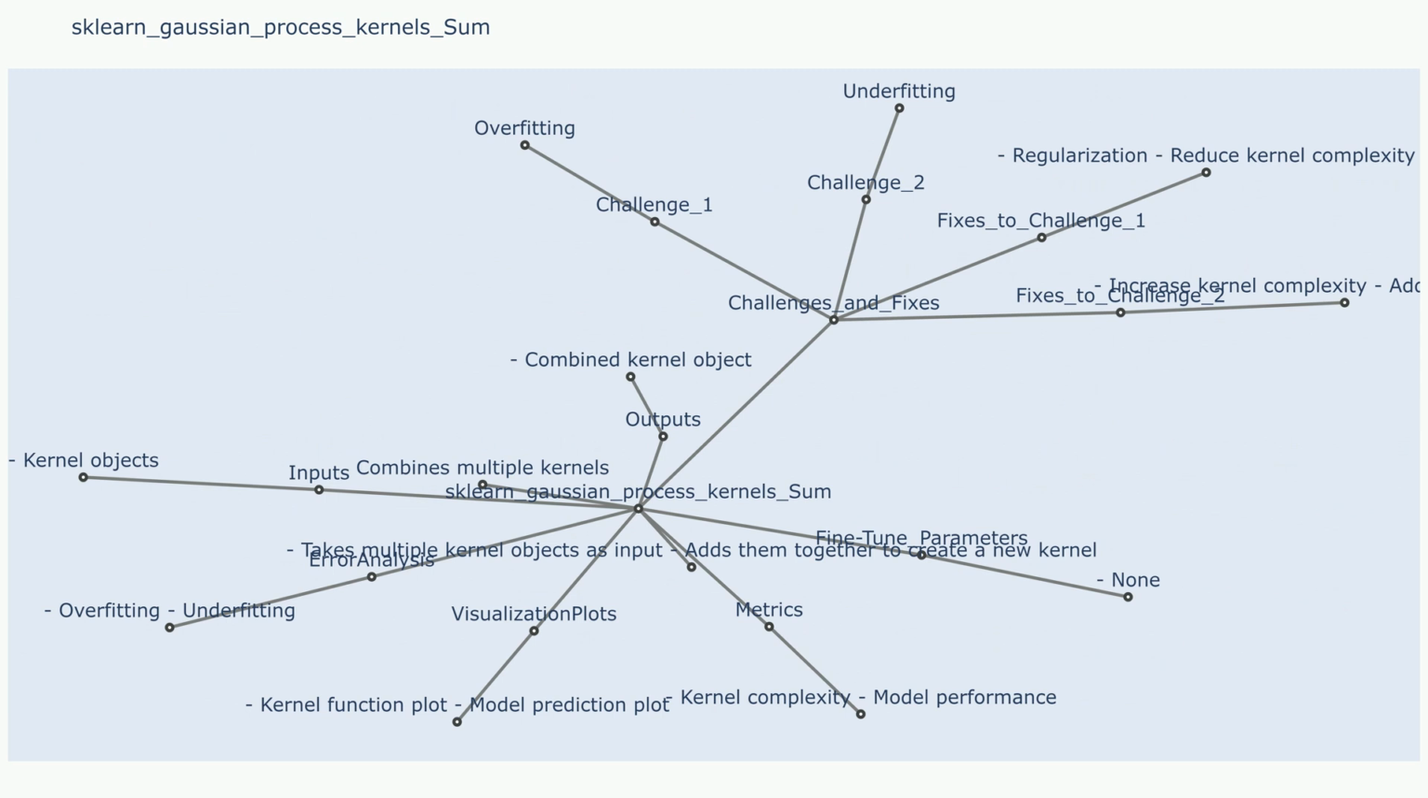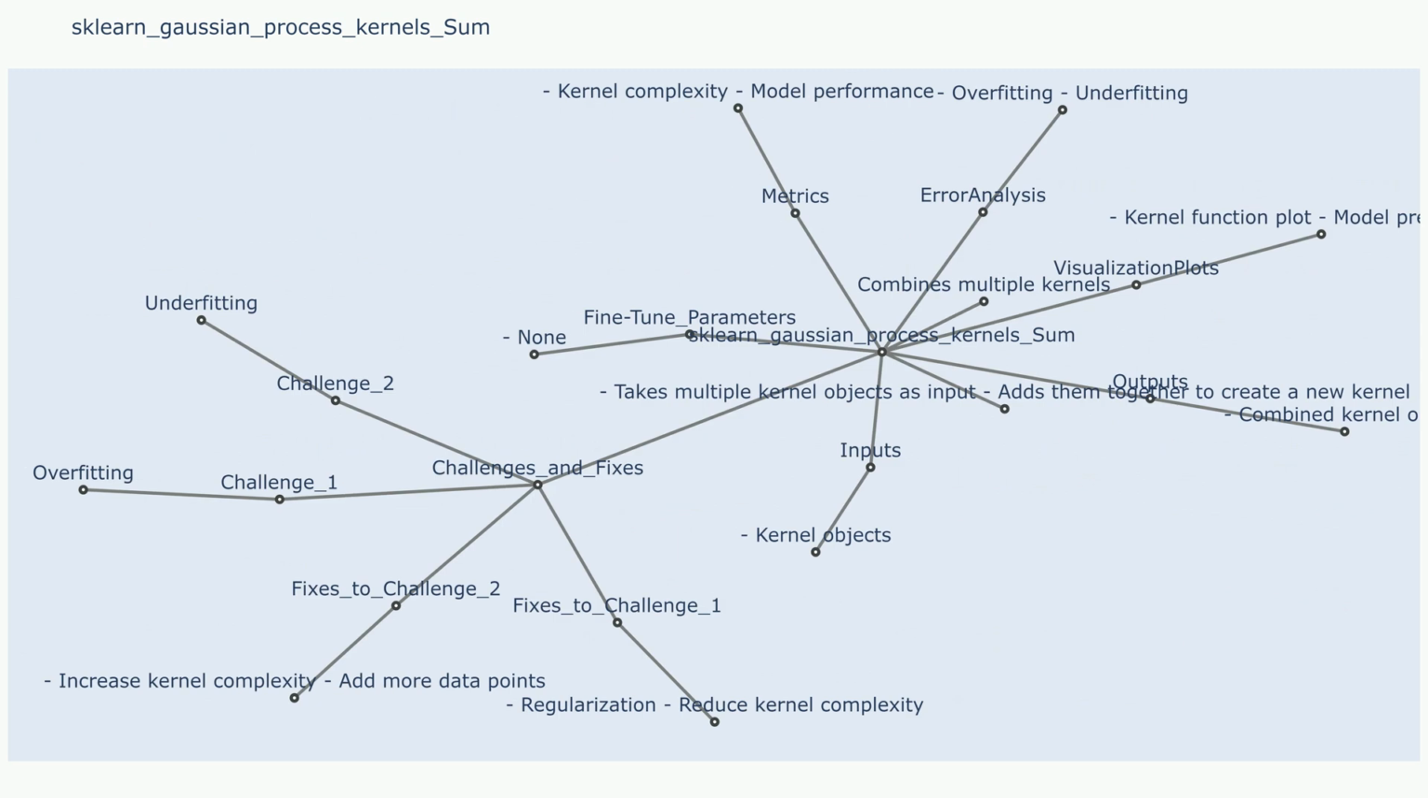Visualization plots. Visualization plot 1: scatter plot of data with the fitted Gaussian process model. This plot helps visualize the model's ability to capture the underlying relationships in your data. Visualization plot 2: heat map of the covariance matrix. This plot helps visualize the relationships between data points as defined by the combined kernel.